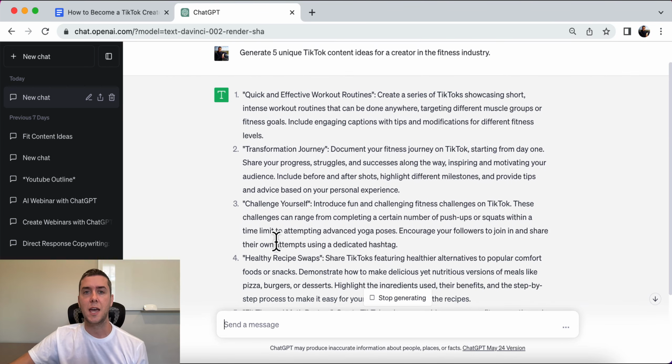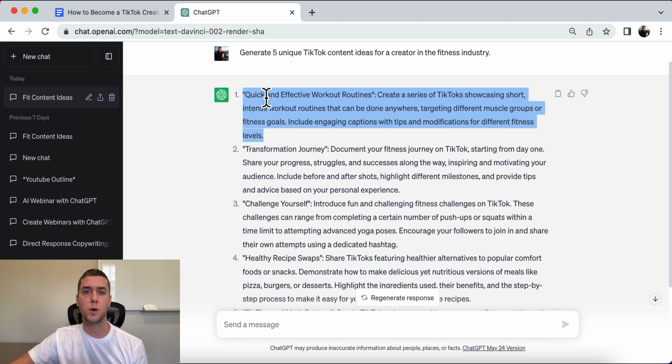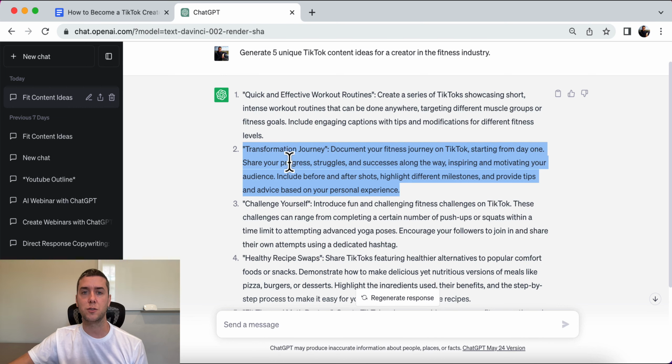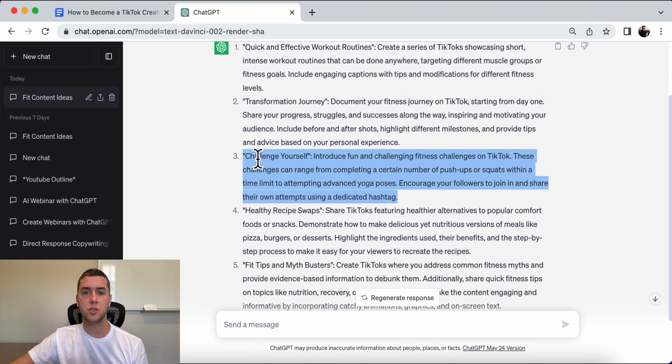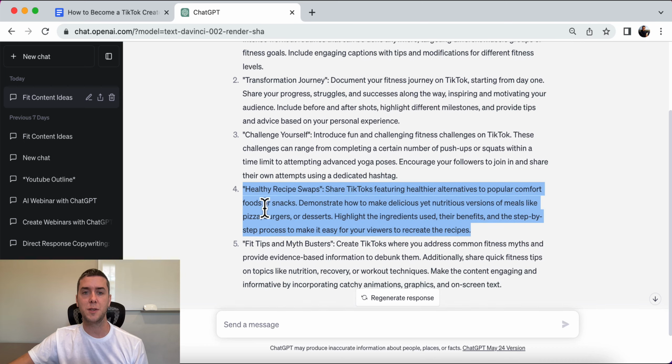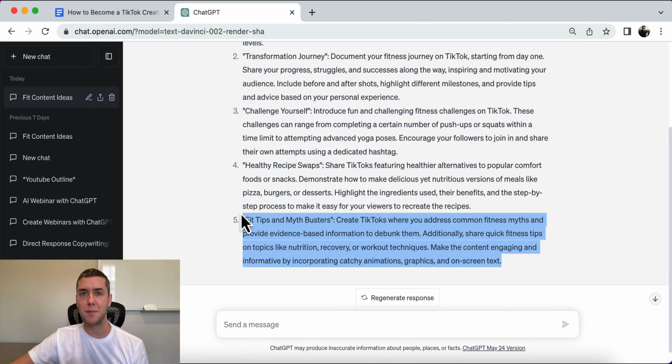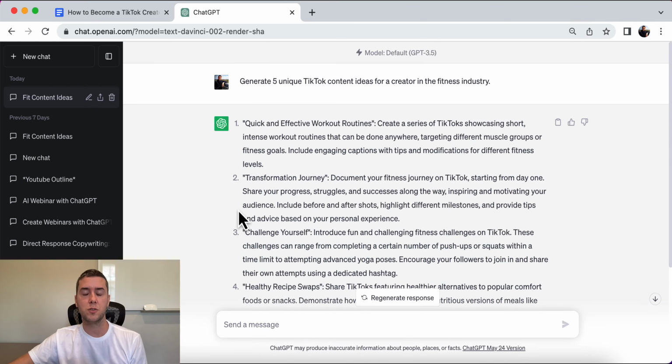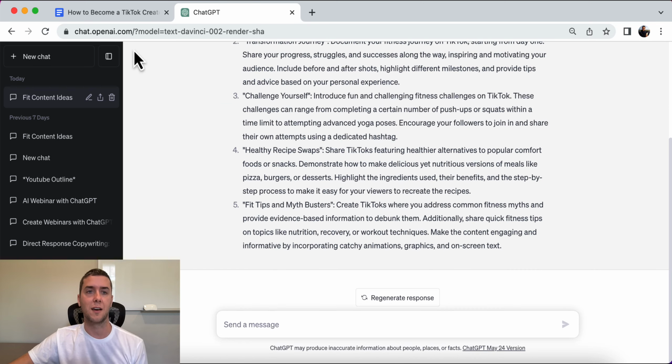And here they are. And real quick, I just put the number 5. You could put 10 ideas, you could put 20 ideas, you could put 50 ideas. It's totally up to you. All right, here it is: quick and effective workout routines, transformation journey, challenge yourself, healthy recipe swaps, fit tips, and myth busters, okay? So all of those you can start creating into different TikTok videos.